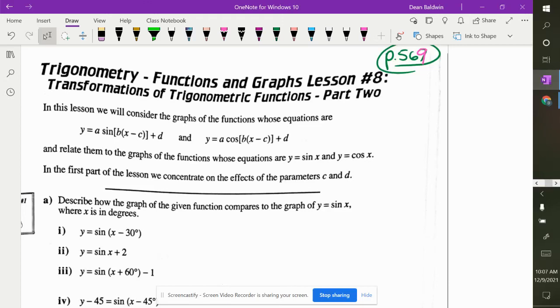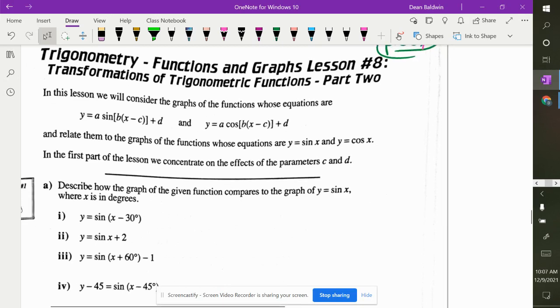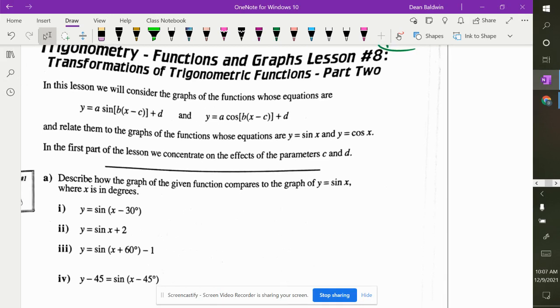So yeah, that last lesson was all about A and B, so vertical stretches, horizontal stretches. Now we're going to do C and D, which are the left, right, up, downs. So tell me what we did here. Sine of x minus 30. What did we do? You went right by 30 because C is equal to 30. Therefore, right 30 degrees. That's it.